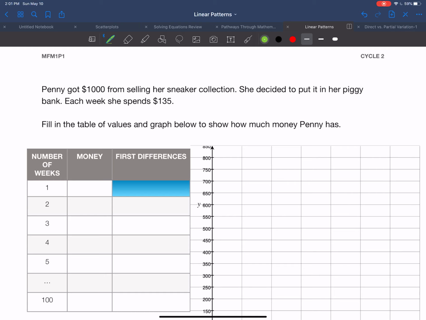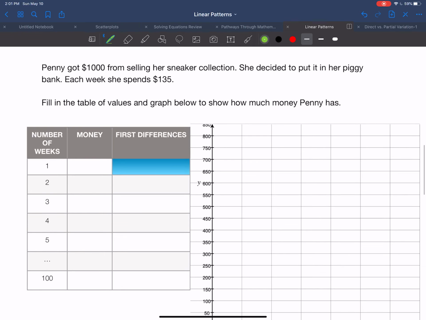So we got a new example here, and it's going to be very similar. I'm just going to use different terms afterwards. So Penny got $1,000 from selling her sneaker collection. She decided to put it in her piggy bank, and each week she spends $135. So after 1 week, right? So she has the $1,000, and then 1 week later, she's spent $135.